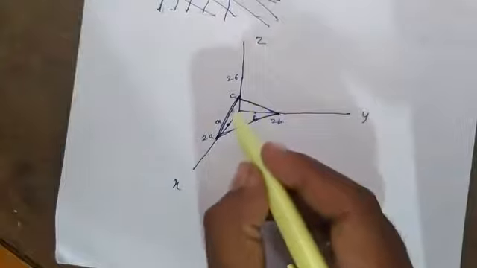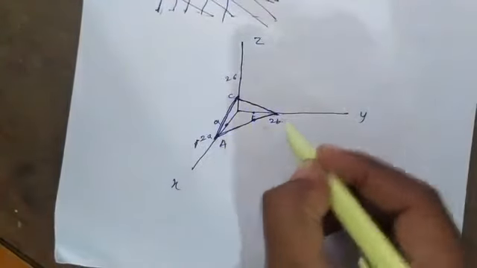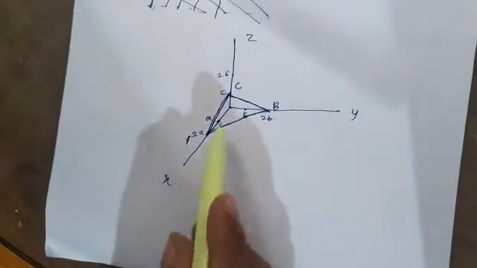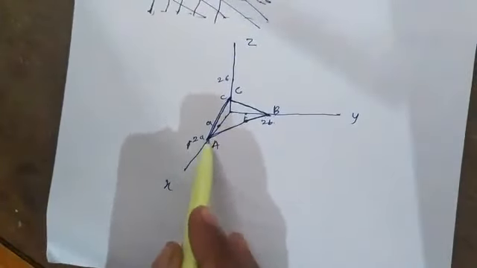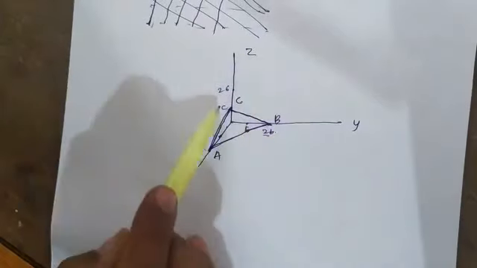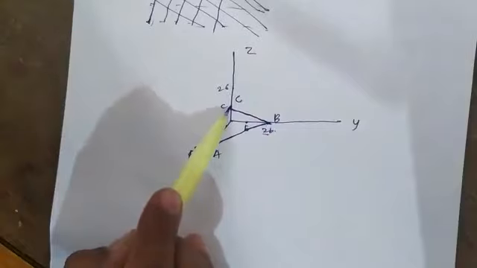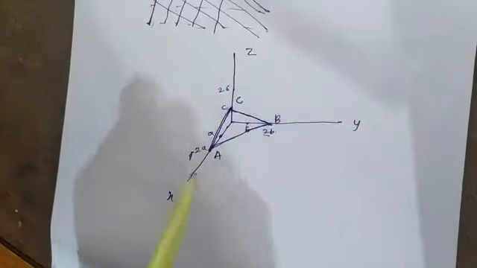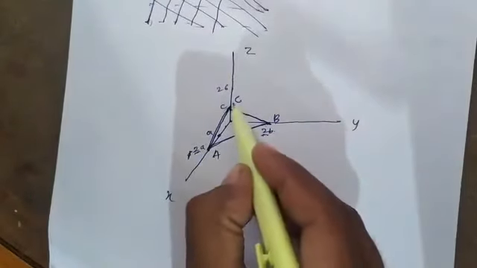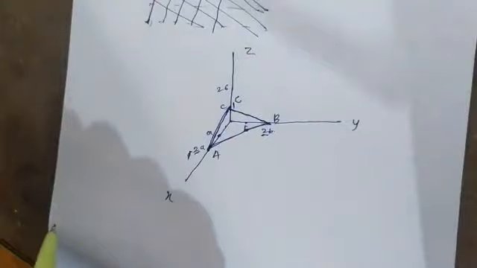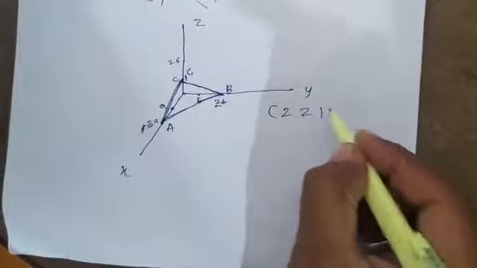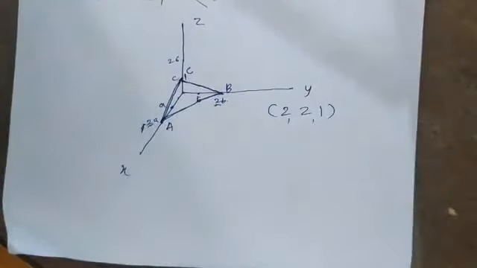Now let us consider this is point A, suppose this is point B and this is point C. Now this plane ABC has intercepts of 2 axial units along the x-axis, 2 axial units along the y-axis, and 1 axial unit along the z-axis. The numerical parameters of these faces are 2, 2 and 1. Therefore its orientation can be expressed as 2, 2, 1.